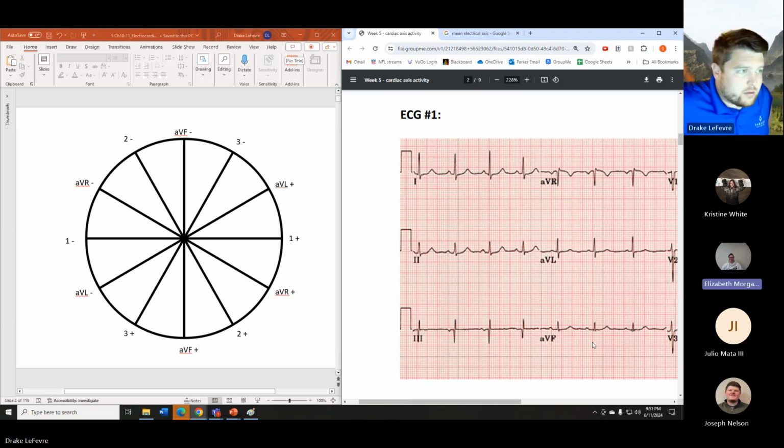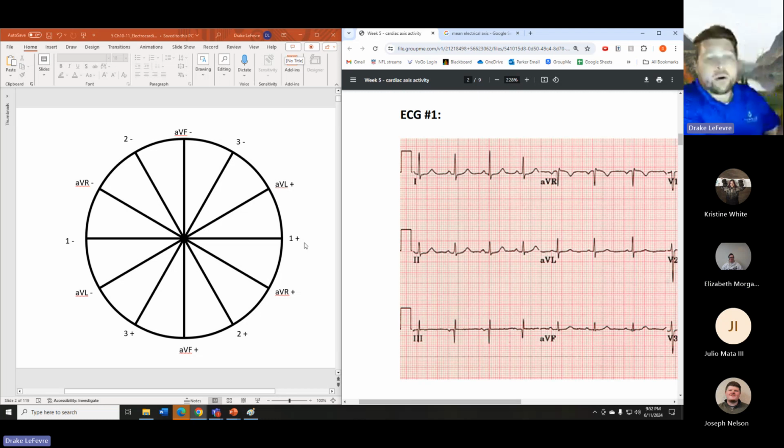I'm confused on two things. First of all, how do you know where on the wheel they go? The direction of things, like how do you know lead 1 is always on 0? That's just the way it is. Is every wheel different, or is it always going to be this wheel? It's always going to be exactly like this. Okay, that makes sense. Well, you said there was a second thing?